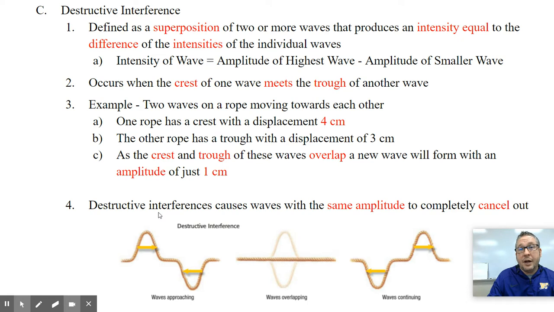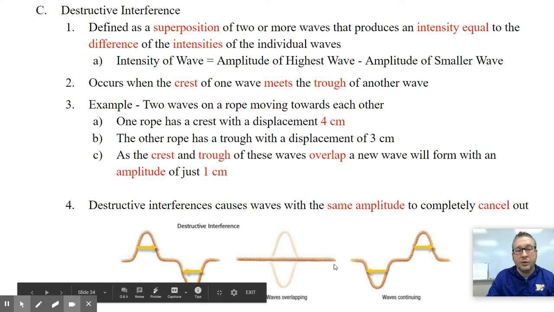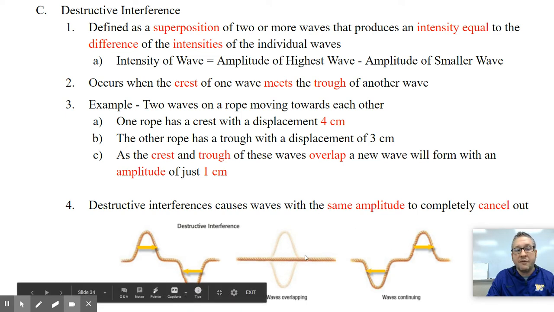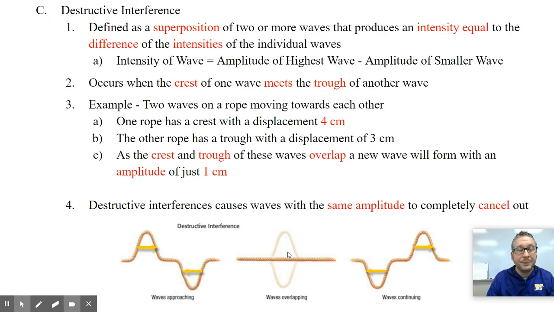If you have situations where two waves are the same amplitude in terms of destructive interference, they completely cancel each other out. And so that's what this is actually showing you. We have two waves, same amplitudes. One's a crest, one's a trough. They meet together and you get a completely flat situation.